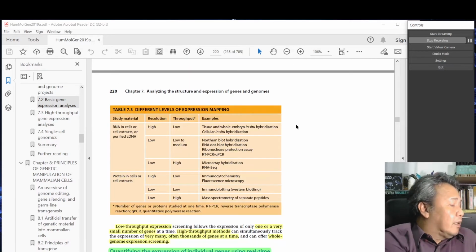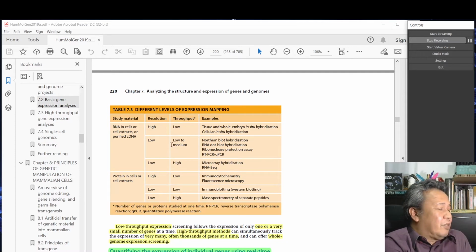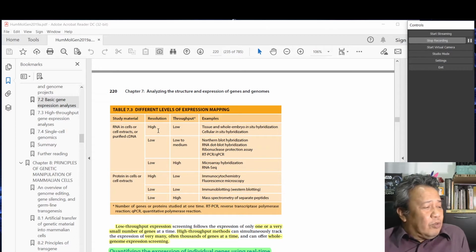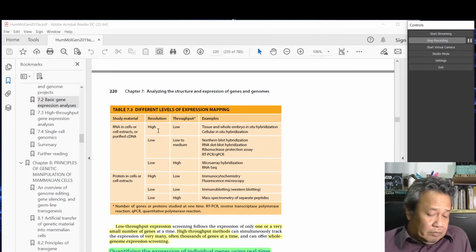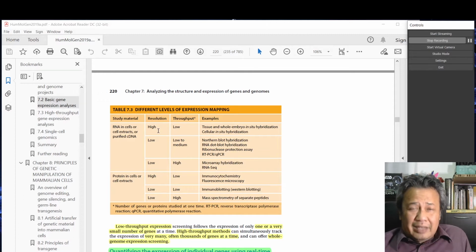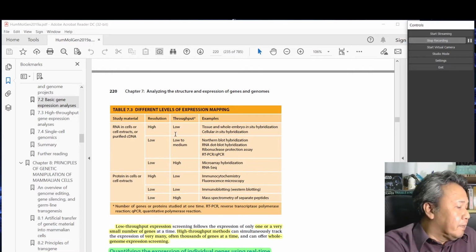Okay. So study material. This gives you high resolution, low resolution. Basically, high resolution gives you greater detail in terms of results. And for throughput, low throughput means you're studying one gene at a time. High throughput means you're studying a whole genome in one go. So these are the differences.